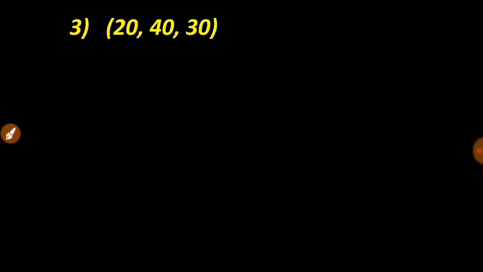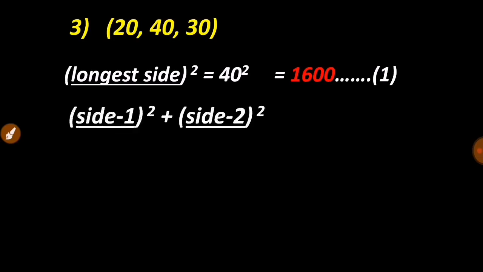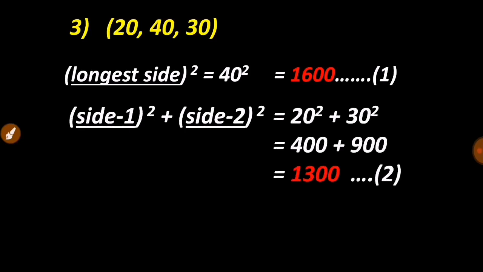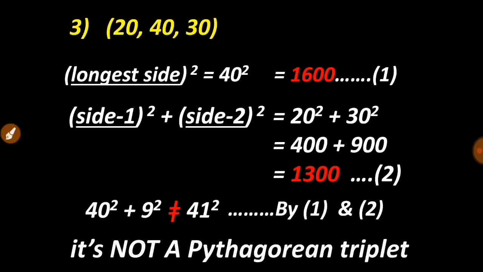Here longest side is 40, so 40 square is nothing but 1600, and sum of square of remaining two sides is nothing but 20 square plus 30 square. But over here presently we do not get these two, first step and second step, same, so we have to write not equal to sign and then we have to state that it is not a Pythagorean triplet.